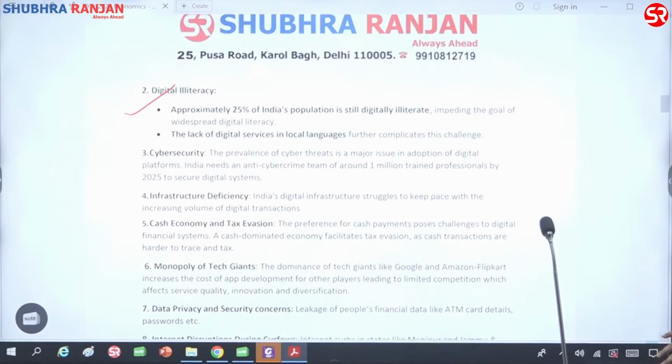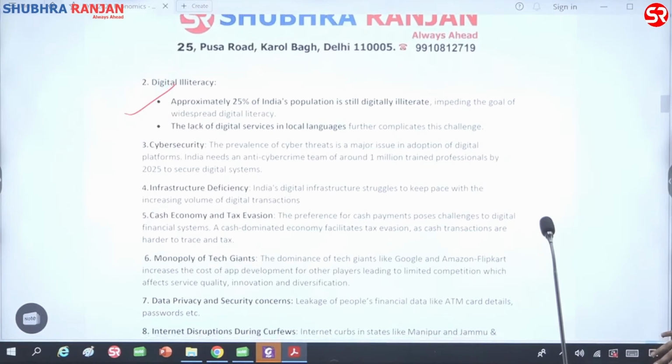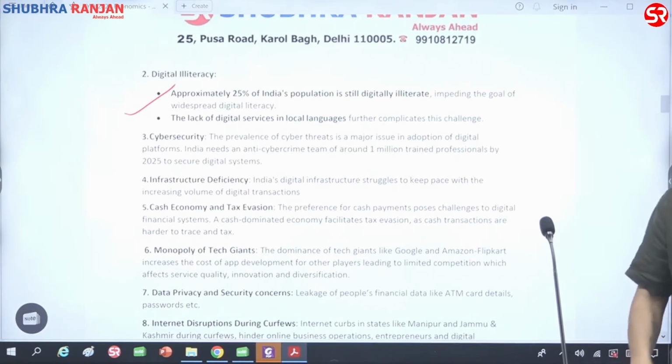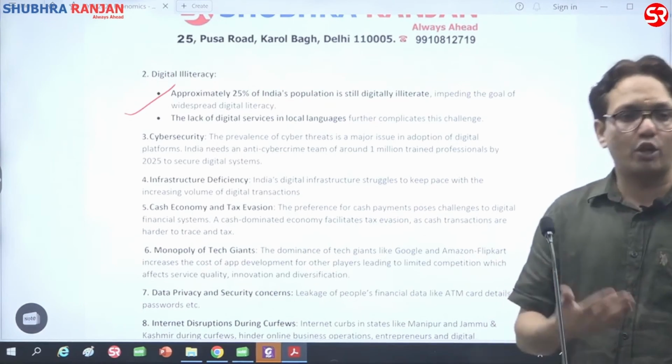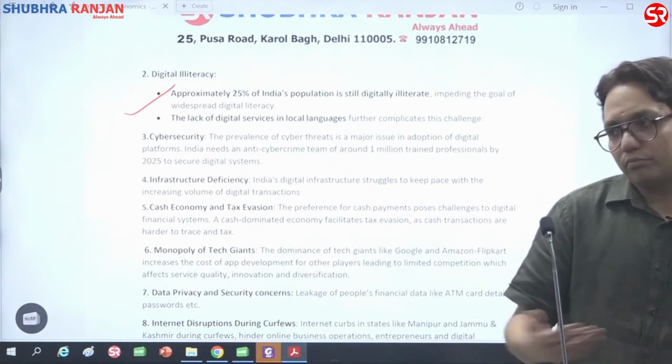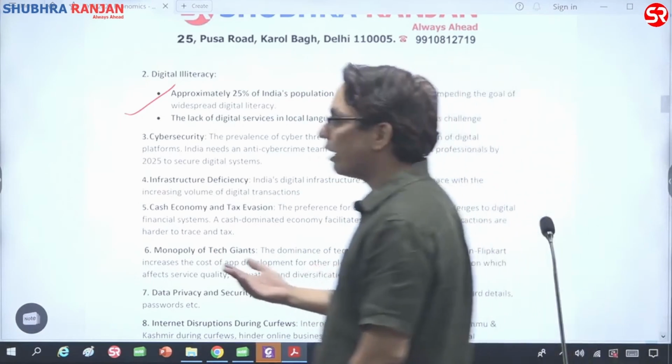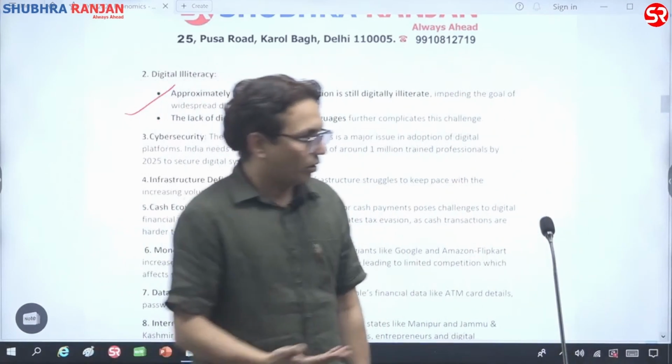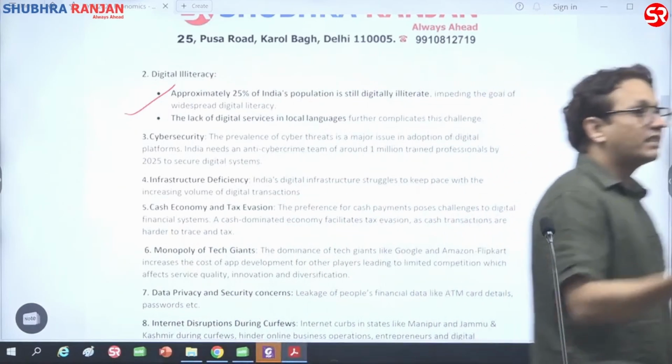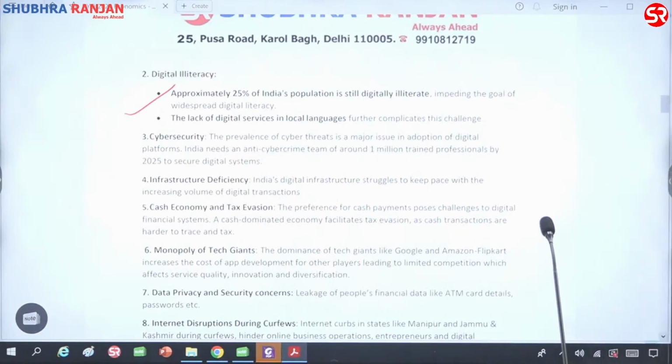And another problem is that digital services are not available in local languages. Then issues of cyber security. You would have regularly heard how passwords from websites, passwords from Zomato, Uber, Ola have been compromised. So cyber security is an issue, and cyber fraud is also an issue, right?